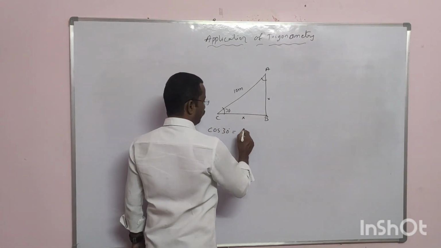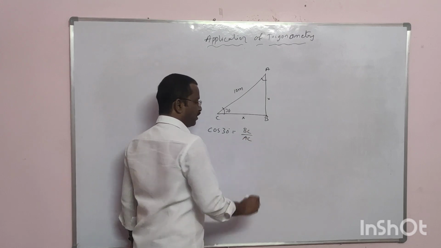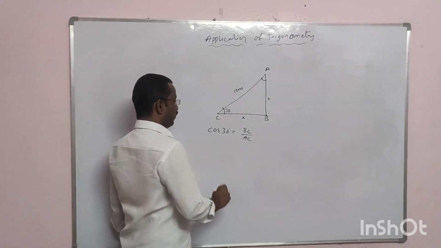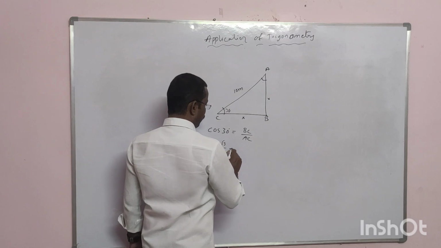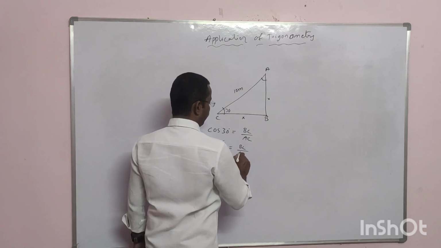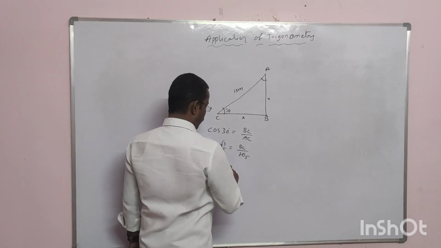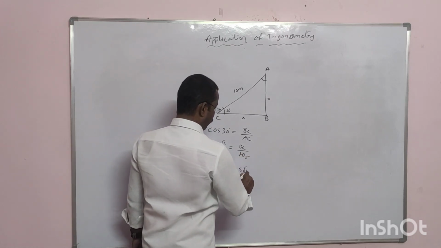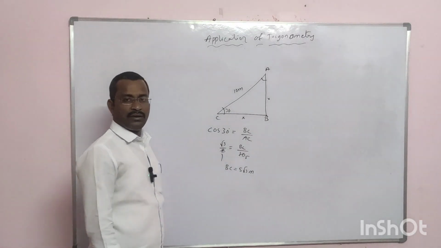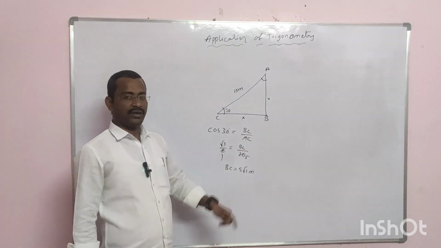Cos 30 equals BC by what? AC. Cos 30 value is root 3 by 2. What is your BC? You don't know. AC is going to be what? 10. So 2 fives are 10. So BC is equal to 5 root 3 meters. Now your adjacent has been done.